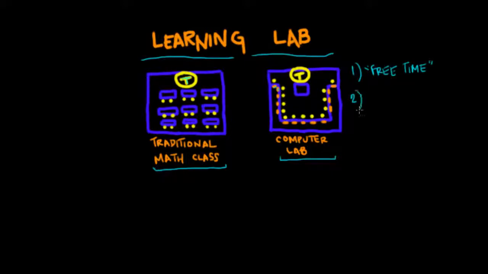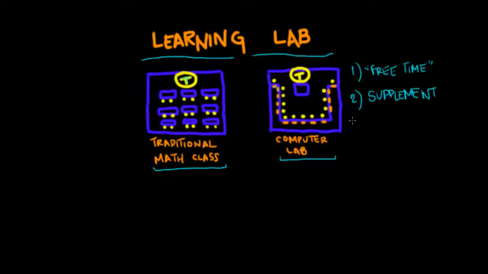The second way to use this time with computers is to supplement what's happening in your traditional math class. So I'm going to write supplement here. And what this means is if you are teaching a unit on linear equations, for example, then when students are in the computer lab, they would be working on exercises and watching videos that are all related to linear equations.